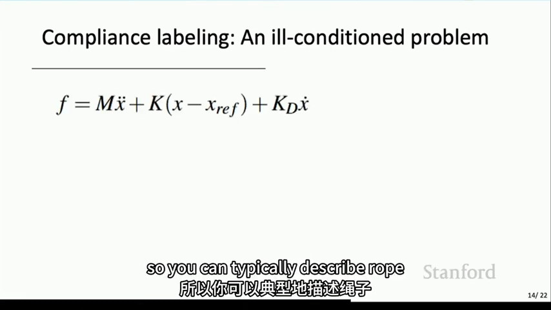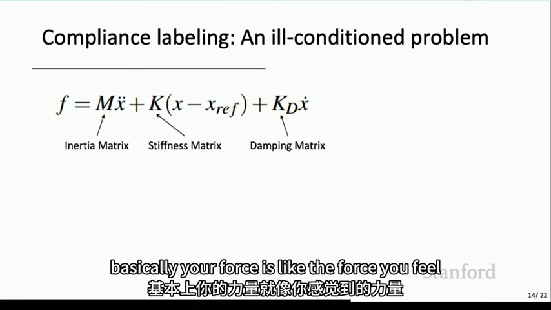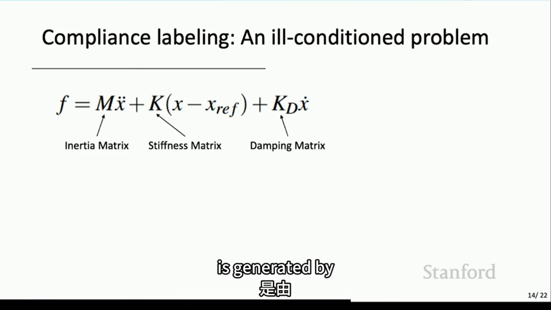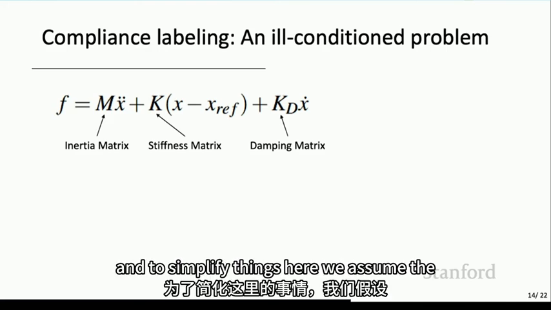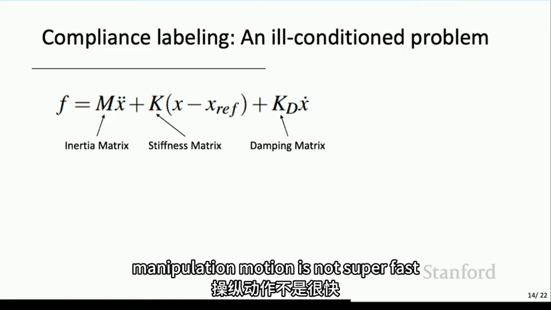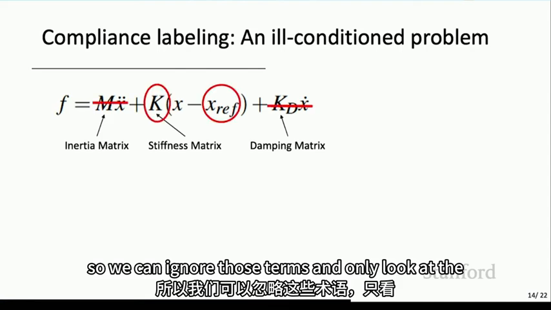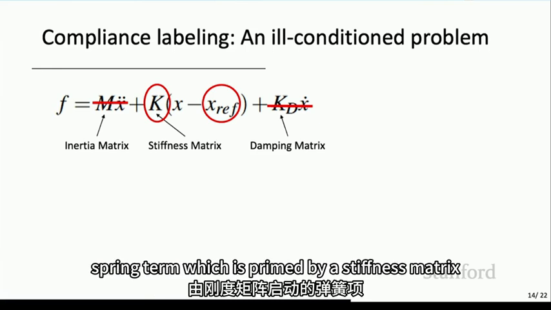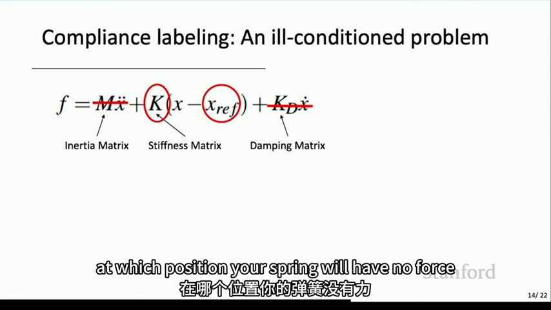So you can typically describe compliance by a spring mass damper system. Basically, the force you feel is generated by some inertia, some spring, and some damper. And to simplify things here, we assume the manipulation motion is not super fast. So the acceleration and the velocity are pretty small. So we can ignore those terms and only look at the spring term, which is parameterized by a stiffness matrix. That's your spring constant, and a reference position, which is the position at which your spring will have no force.